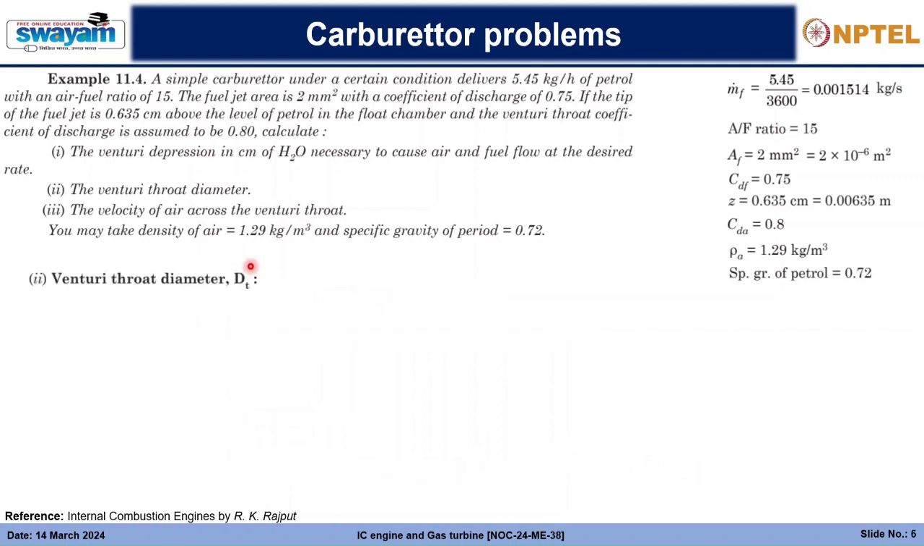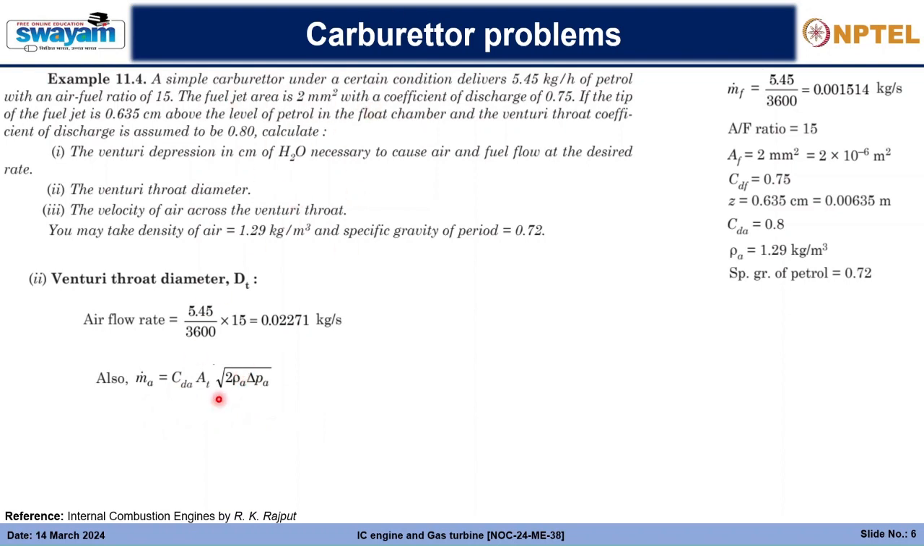And for the second part, the venturi throat diameter, we will first have to calculate the airflow rate. The air-fuel ratio is given as 15, and we know the mass flow rate of fuel, so multiplied by 15 we will get the airflow rate. Accordingly, the mass flow rate of air equals to the, we know this particular formula.